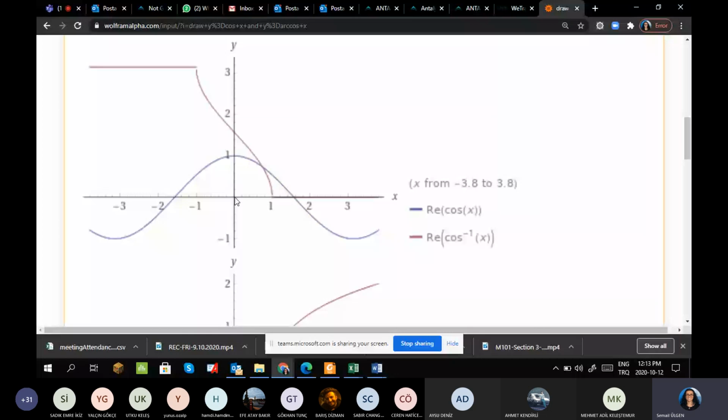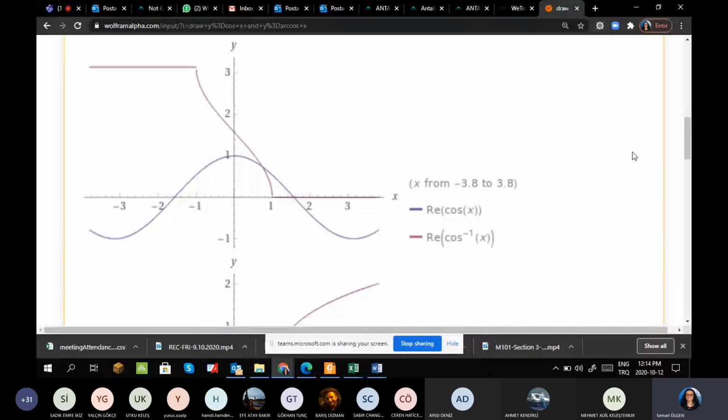Okay? So look at this y is equal to x line. See, the pink one and the blue one are symmetric with respect to that. I just want you to see the symmetry. If you draw a line here, y is equal to x, the blue one is the cosine, the pink one is the arc cosine, the inverse of cosine, and they are inverse of each other and they are symmetric.